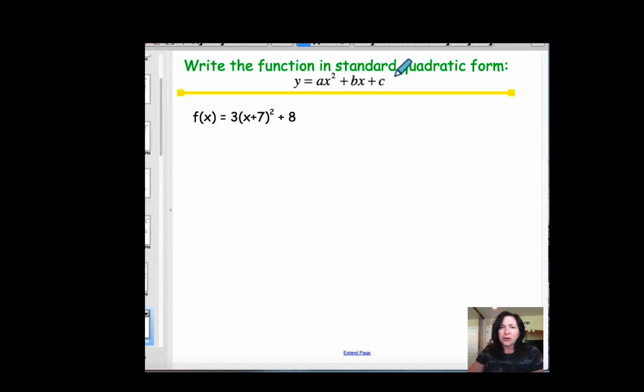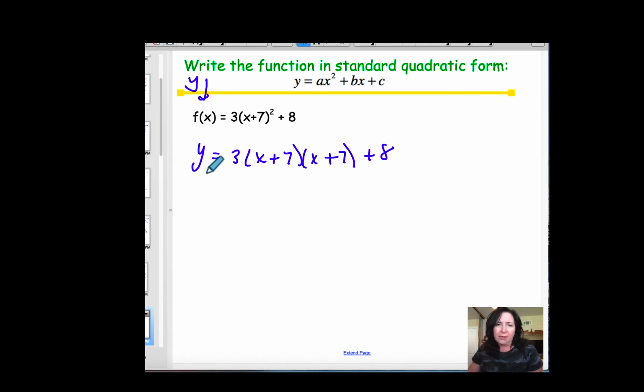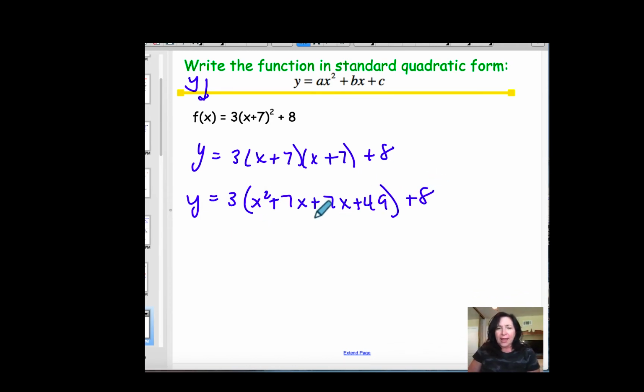So, write the equation in standard quadratic form. What we have here is actually the other form, which is vertex form. But I want this in standard form. So I'm going to replace this with a y to just start off. And so when we go y equals, we have 3 times x plus 7. So this part right here, there is a little trick to solving that. If you don't know the trick, which I'm going to show you in a minute, you're going to have to FOIL. So that's going to be x squared plus 7x plus 7x plus 49, and then add 8. Before I add 8, make sure that you take care of this 3 in the front. So we have y equals 3x squared.